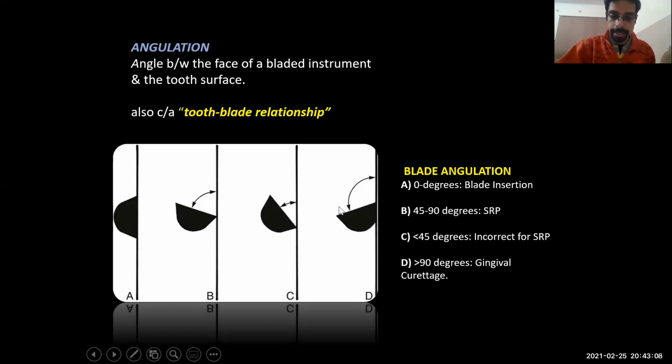Now this working end or cutting edge becomes activated, and on this side of the pocket is what? It is soft tissue. That is the soft tissue wall of the pocket. So this will scrape the soft tissue wall of the pocket, and that is known as gingival curettage.